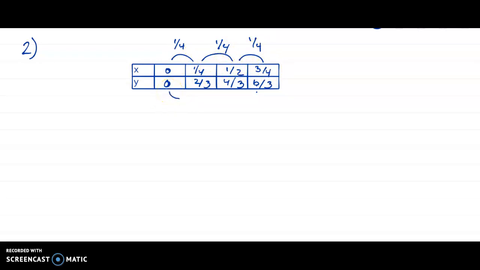Now let's check the bottom. I moved from 0 to 2/3, so I added 2/3. And then I moved from 2/3 to 4/3, so I added 2/3 again, because 2/3 plus 2/3 is 4/3. And then I moved from 4/3 to 6/3, so I added 2/3 again, because 4 plus 2 is 6/3. So that tells me that yes, this is proportional.